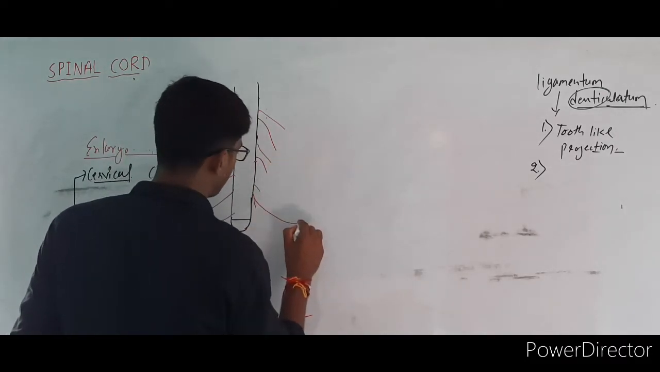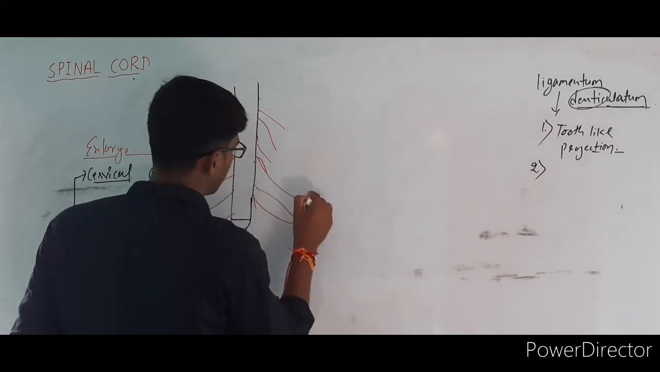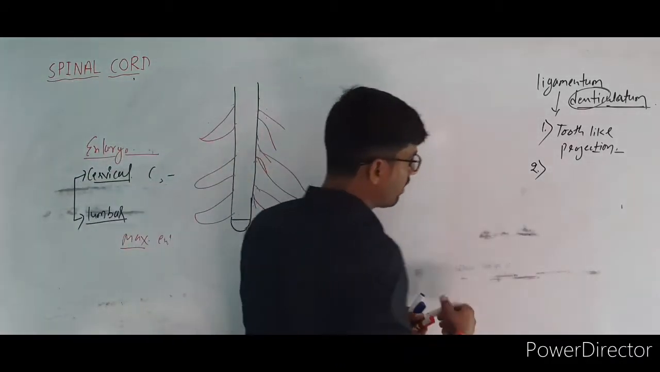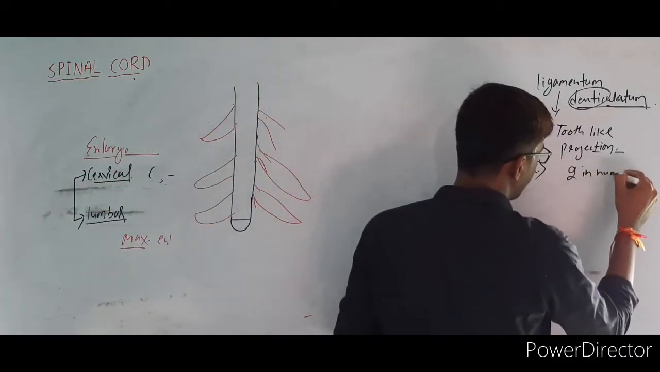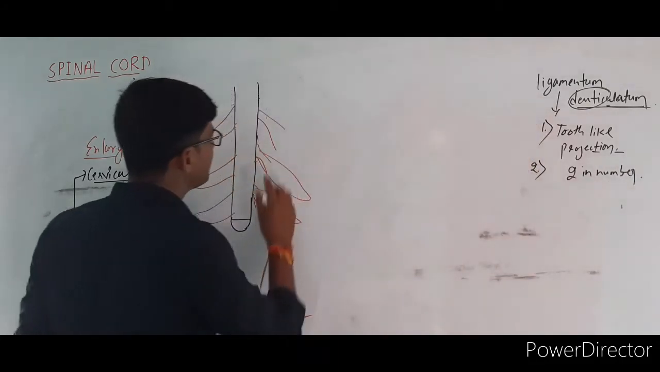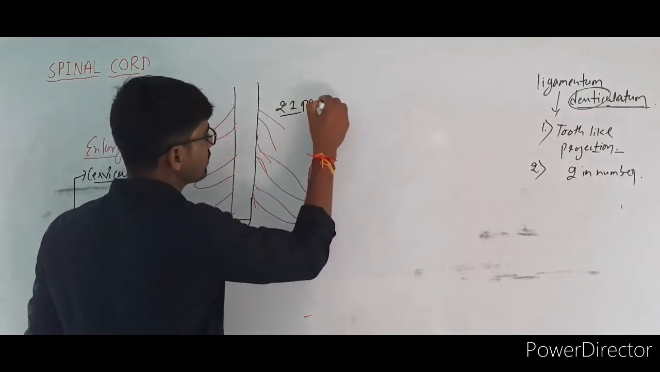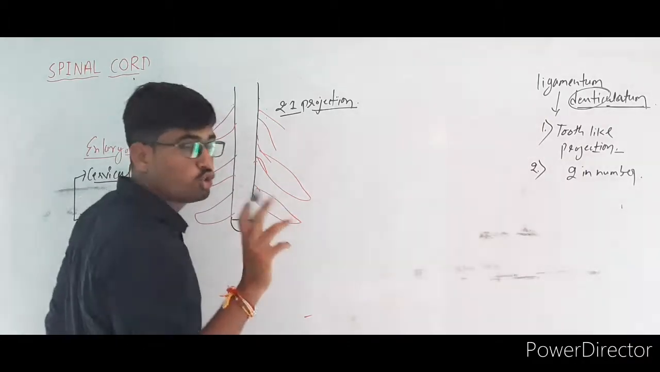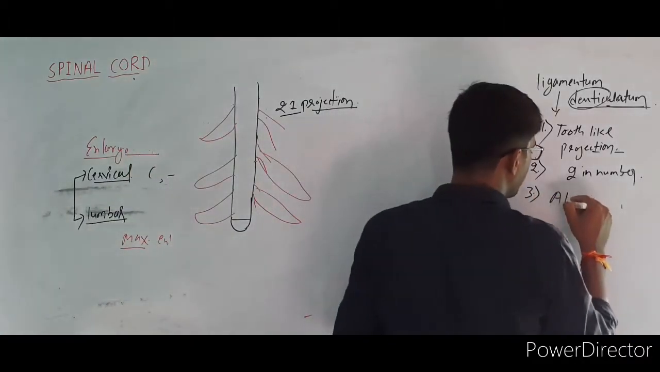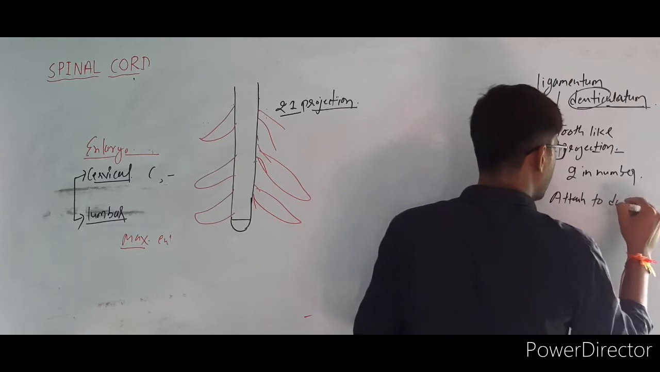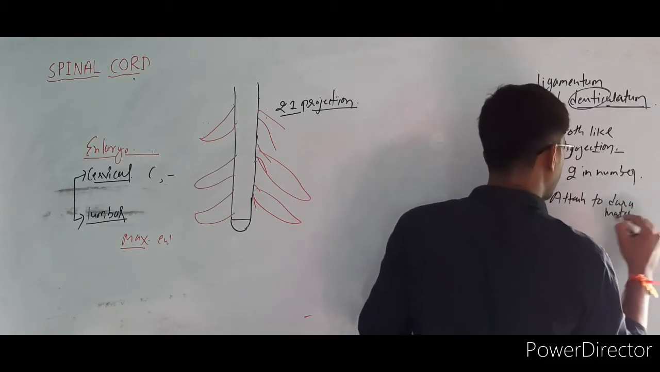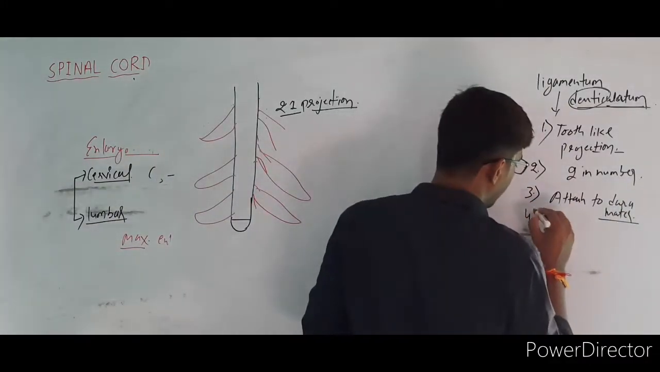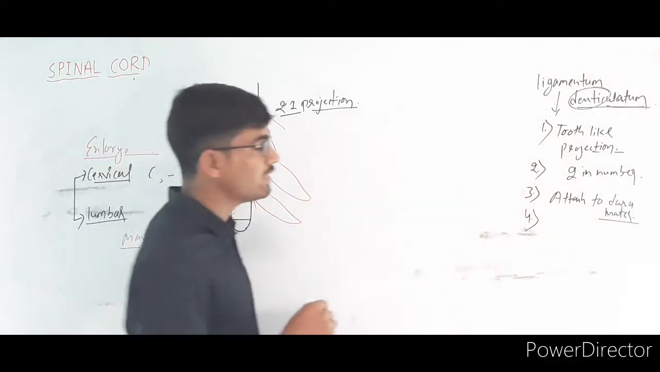So, tooth-like projection from the spinal cord, 2 in number. How many? 2 in number, but on either side there are 21 projections, right? And it's attached to the dura mater. So the third point is that it is attached to the dura mater. 2 in number, either side 21, and attached to the dura mater, right? And it is a very important landmark in neurosurgery, right?